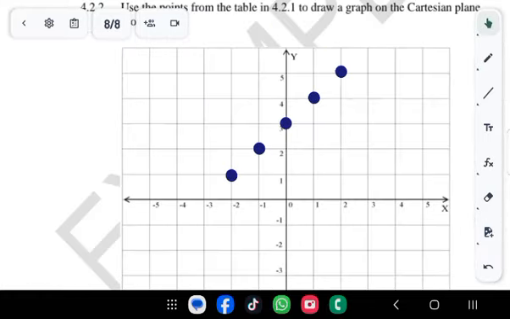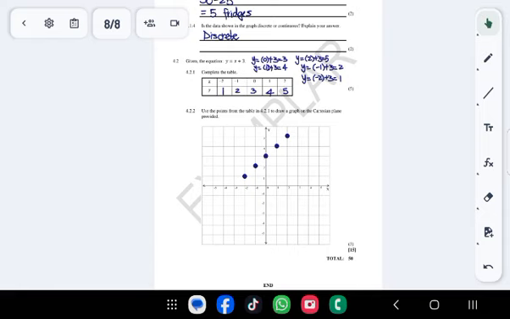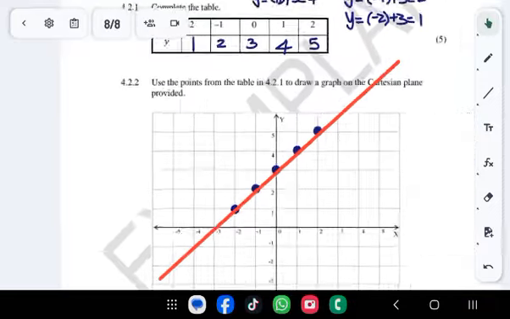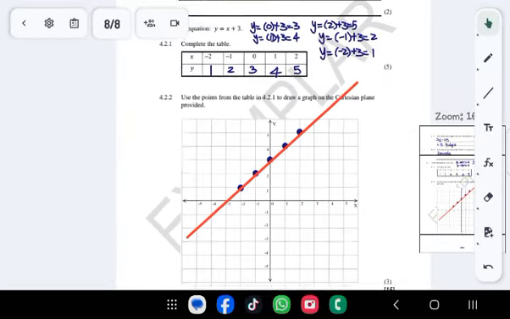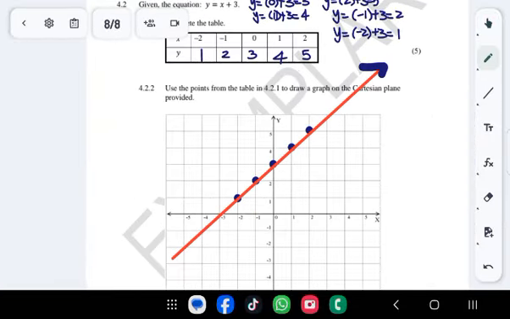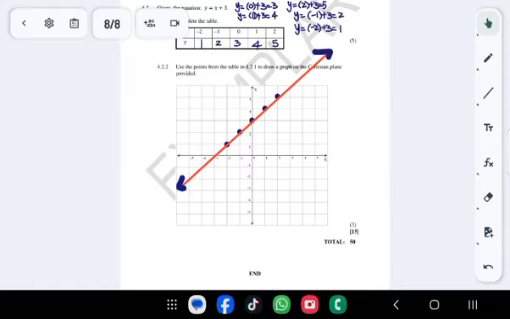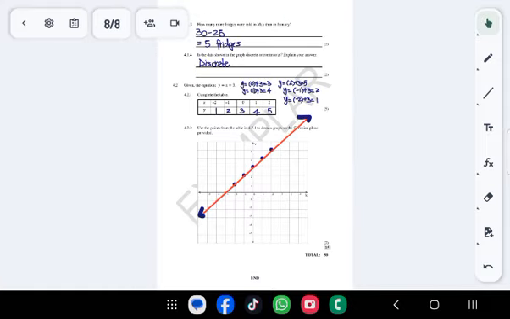And now we join the points together. Here is how we join the points. Okay, now the points are joined together, and that is how you draw the line. You can even draw arrows if you want there, and that is how you draw that. And that is the end of the paper.